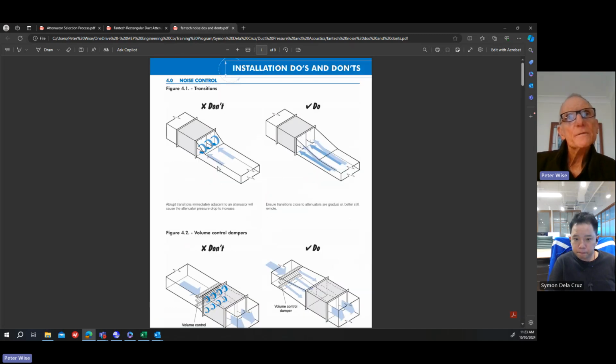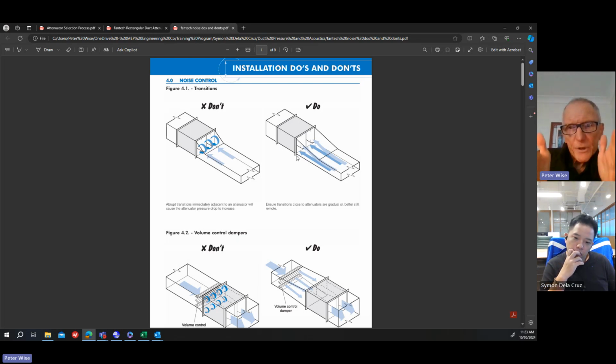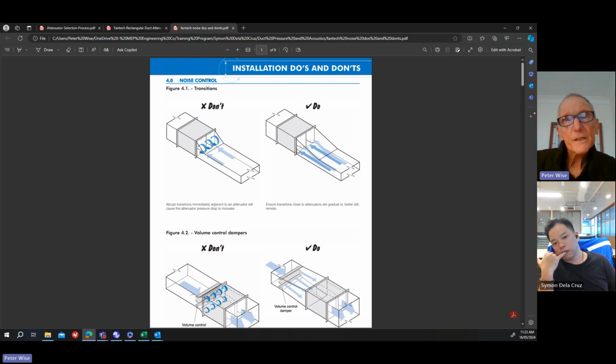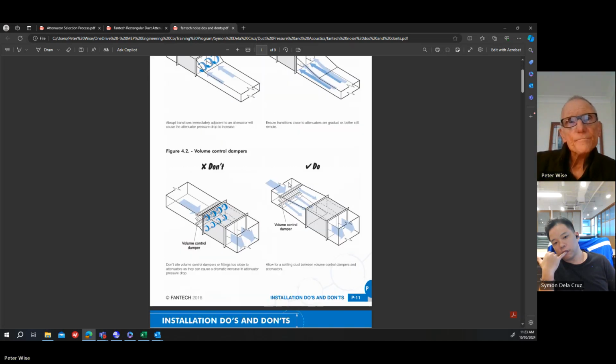So a few examples here. Don't have a sharp inlet. Have a nice long inlet to the attenuator, and you want to align the direction of the splitters so that the air can fill up the attenuator. In this top one here, if you had the splitters going horizontally, then it's not going to work very well because the air is going to tend to want to go through one passage only and not fill up the attenuator. So just imagine you're in the airstream. How are you going to fill the attenuator to get the best performance and lowest pressure drop?